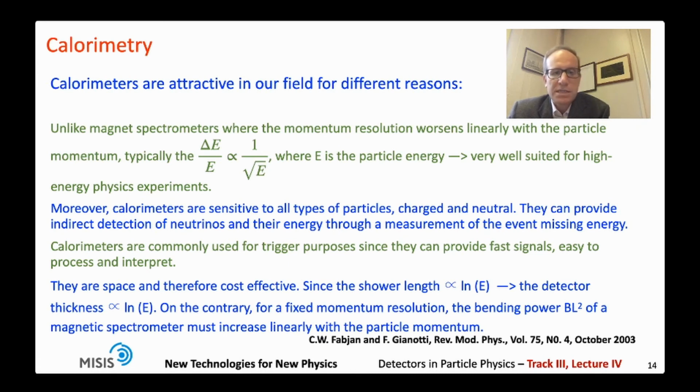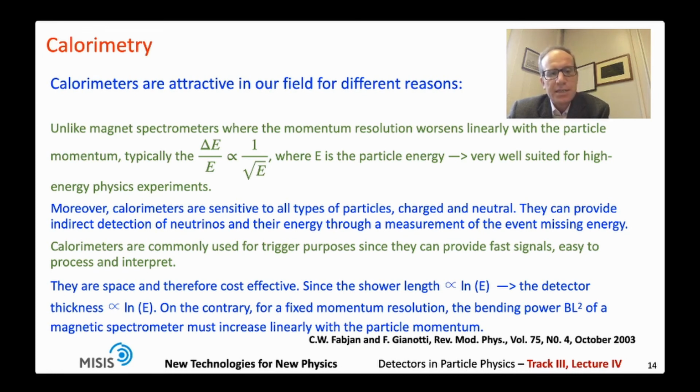Moreover, calorimeters are sensitive also to neutral particles, because indeed you see the photons, how they produce electromagnetic showers. We will see that for hadrons also the neutral hadrons will produce a shower. And they could even provide an indirect detection of neutrinos when the total of the energy is less than what is expected.